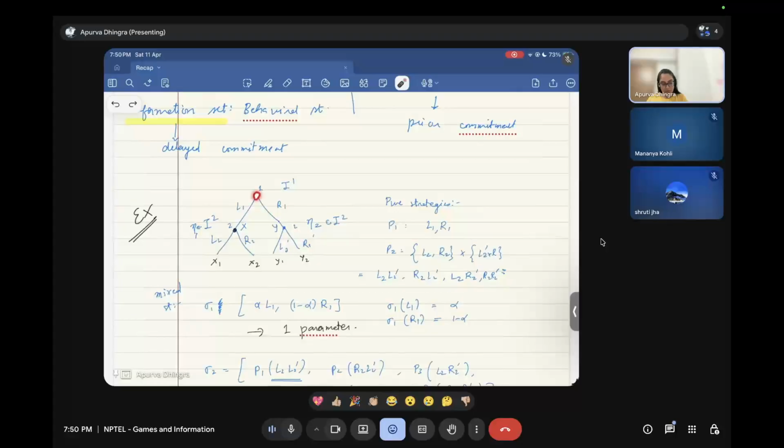Now player 1 is only playing once, so there's nothing extra for player 1 to do. There are two strategies. He plays that, and he can randomize on top of that. Sorted. That's a simple randomization. For player 2, he's playing at two different nodes. That means his set of strategies is the Cartesian product of all of them. So the Cartesian product of L2 R2 and L2 R2 dash.